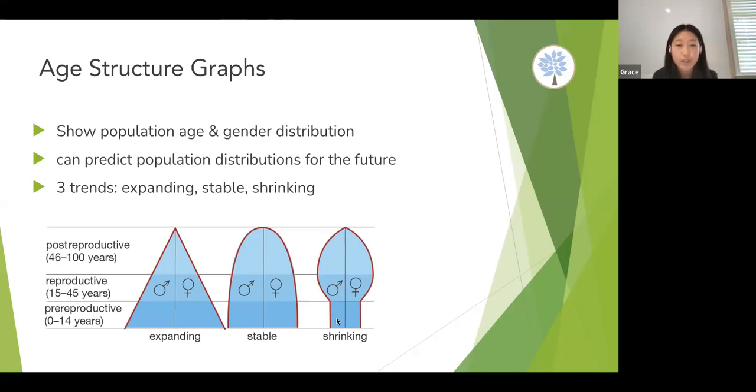And then in a shrinking population, there's going to be very few children, and there's going to be some amount of adults, and then a similar amount of older adults. And this is basically when a population is getting smaller. So they previously had more people, and these people had grown up to become adults. But for some reason, there's either a lower birth rate or a higher death rate in the children. So the amount of children is going to be smaller and the population is going to shrink.